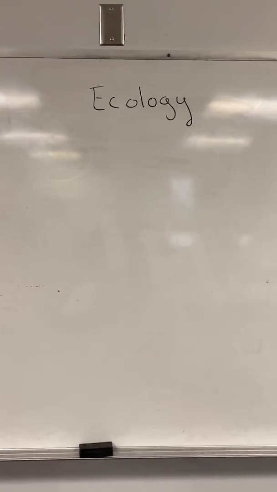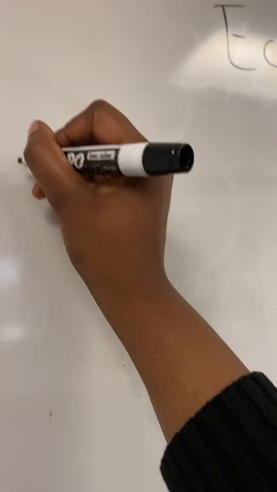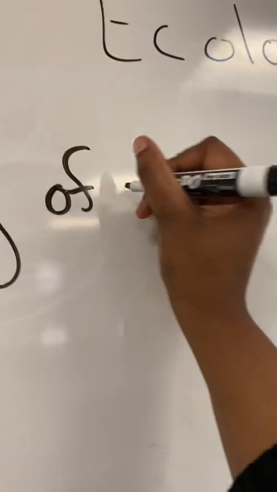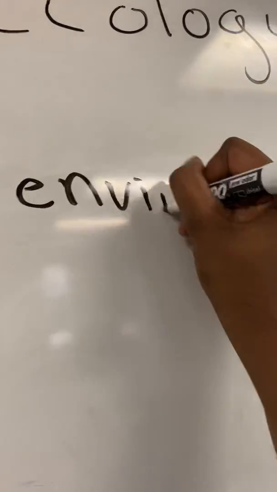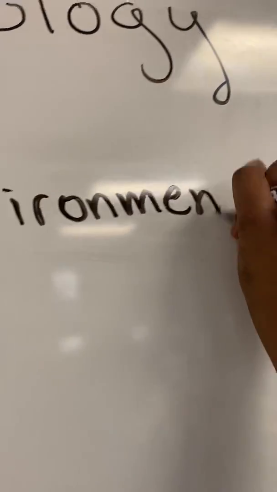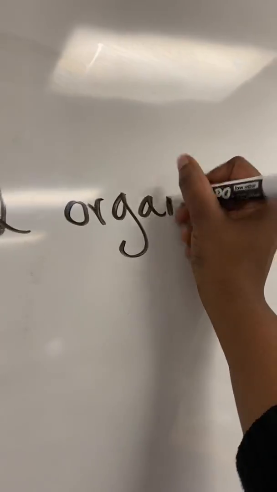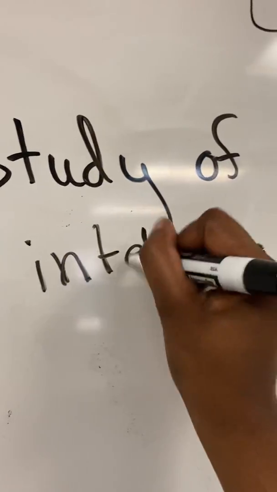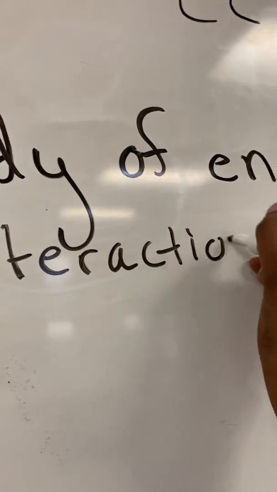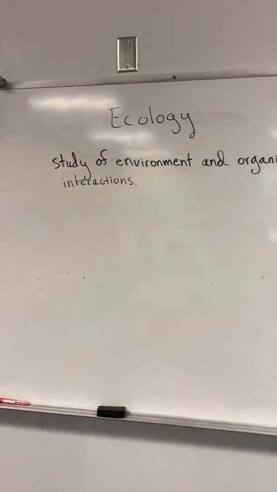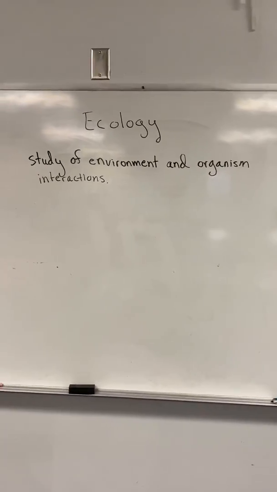So ecology is basically the study of the environment. So I'll write that up here: study of environment and organism interactions, right? Interaction. So I'll step back and let you see that, and then I'll talk to you a little bit. So ecology is the study of the environment, organism interactions.